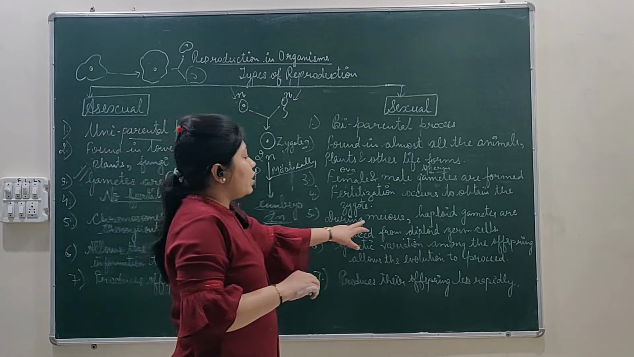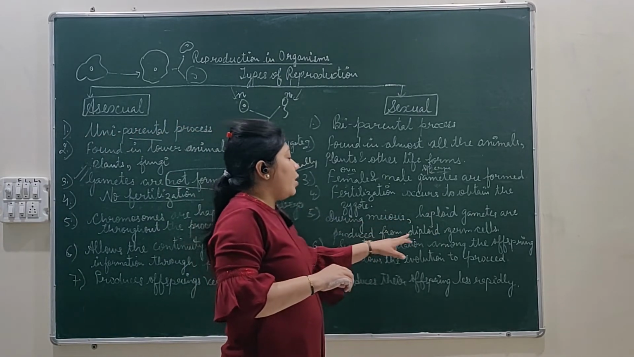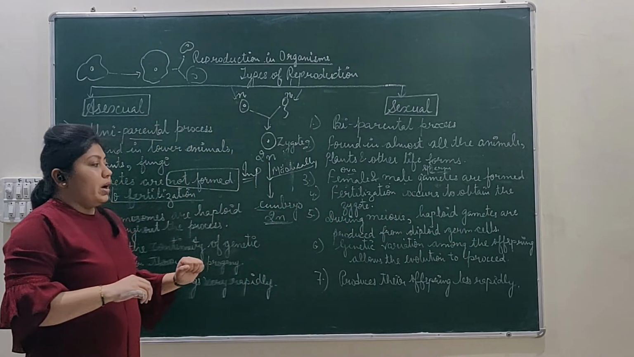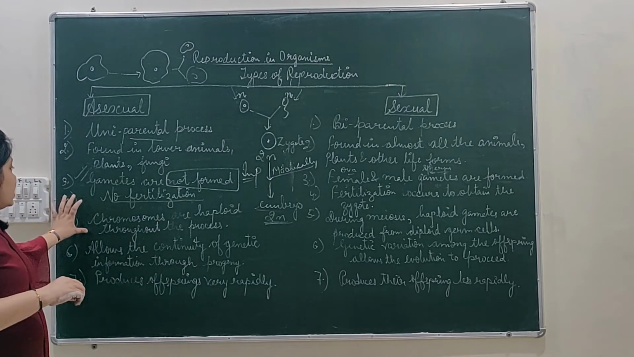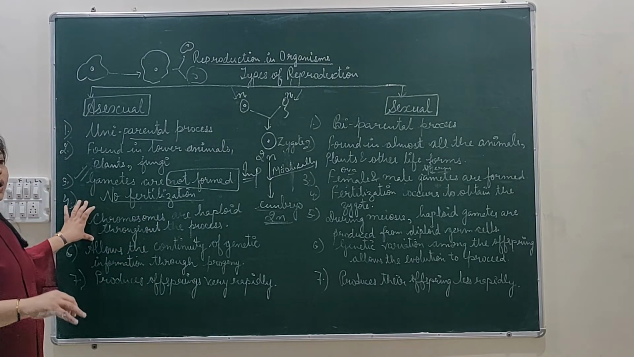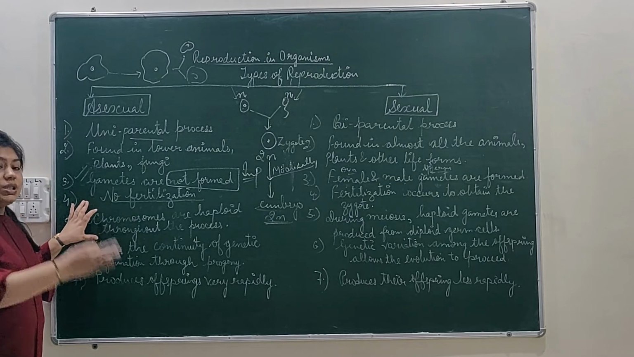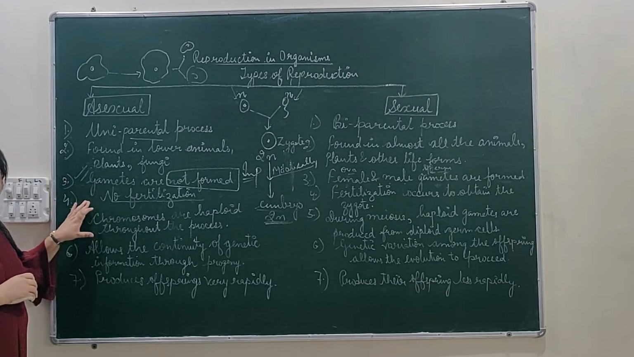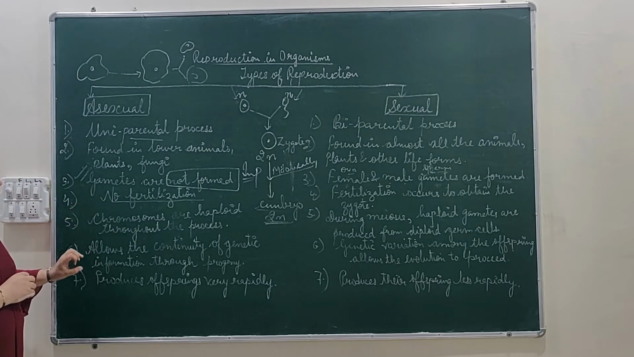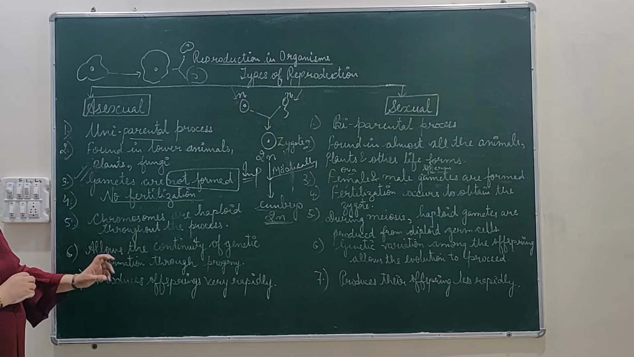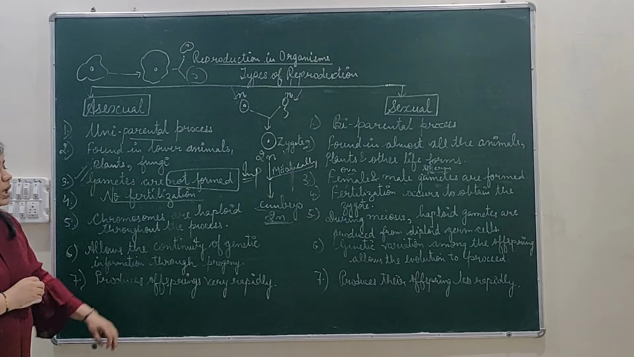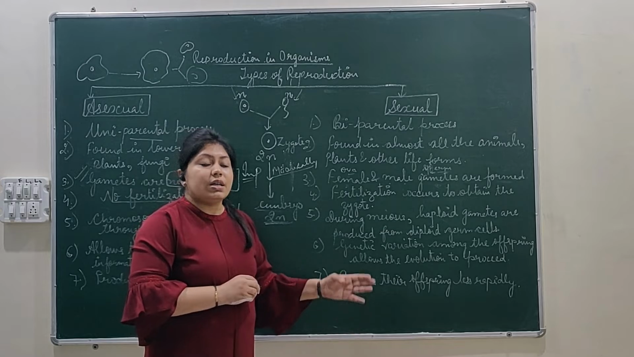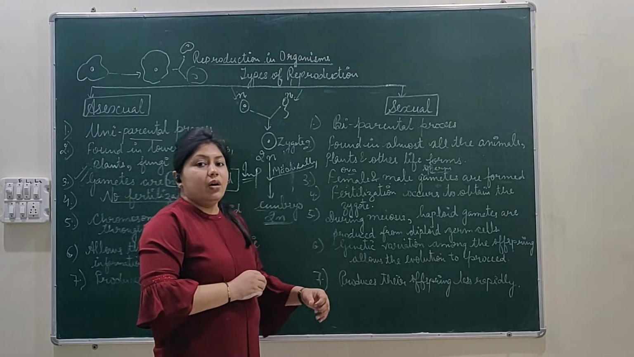And the next point, during meiosis, haploid gametes are produced from diploid germ cells, spermatogonia and oogonia, right? So these three points are very important, which explain the process of the cell cycle that is involved, that is mitosis and meiosis. I hope it is clear to you. The next point is, it allows the continuity of genetic information through progeny. And in sexual reproduction, genetic variation occurs because two different individuals are involved, right?